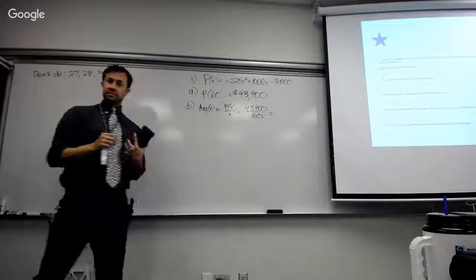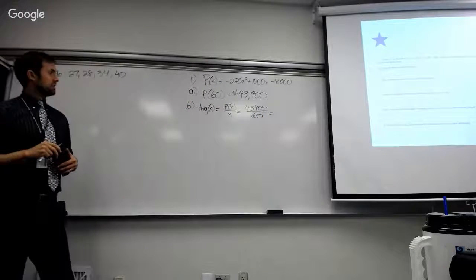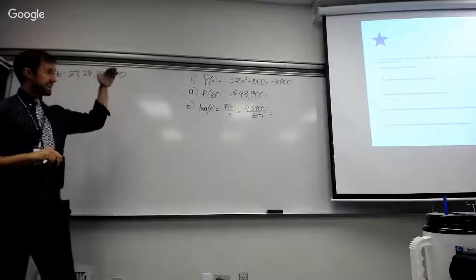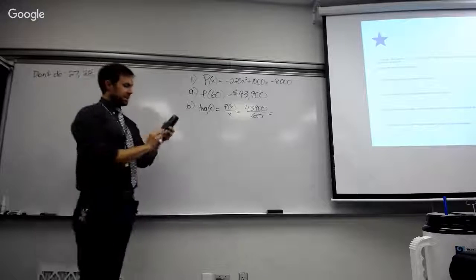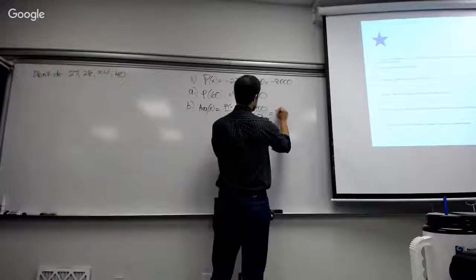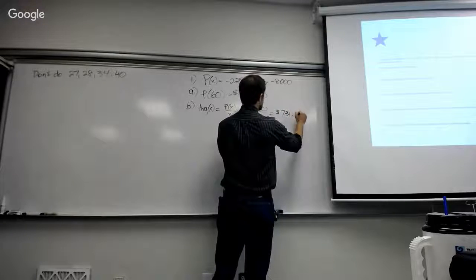And this is a very simple, straightforward calculation to do. You don't have to calculate P of X again. You already had the answer. So you're just taking that previous answer and dividing it by 60. It's still on your calculator. You just hit divide by 60. And now you know that the average profit is 731.66 repeating.